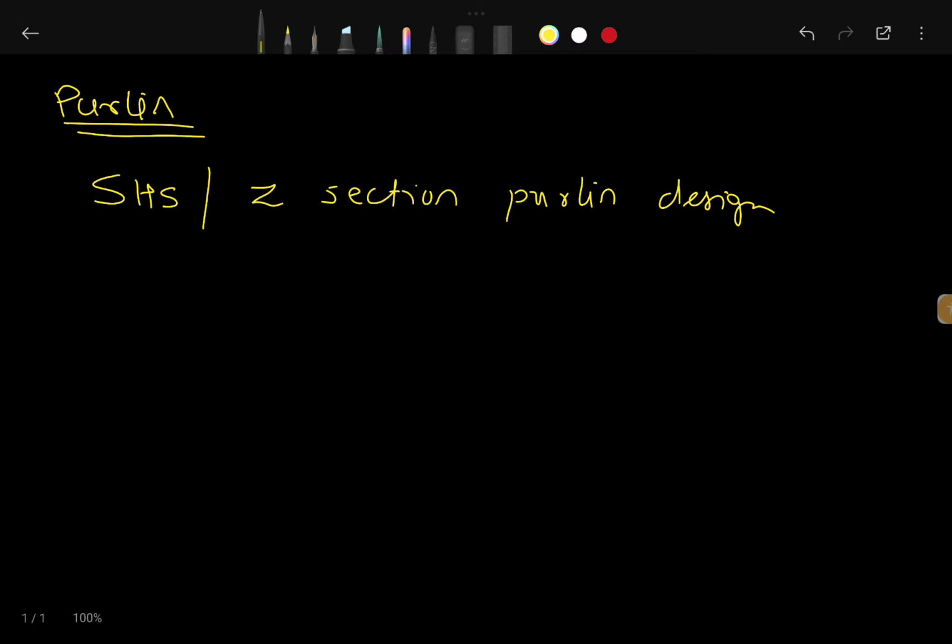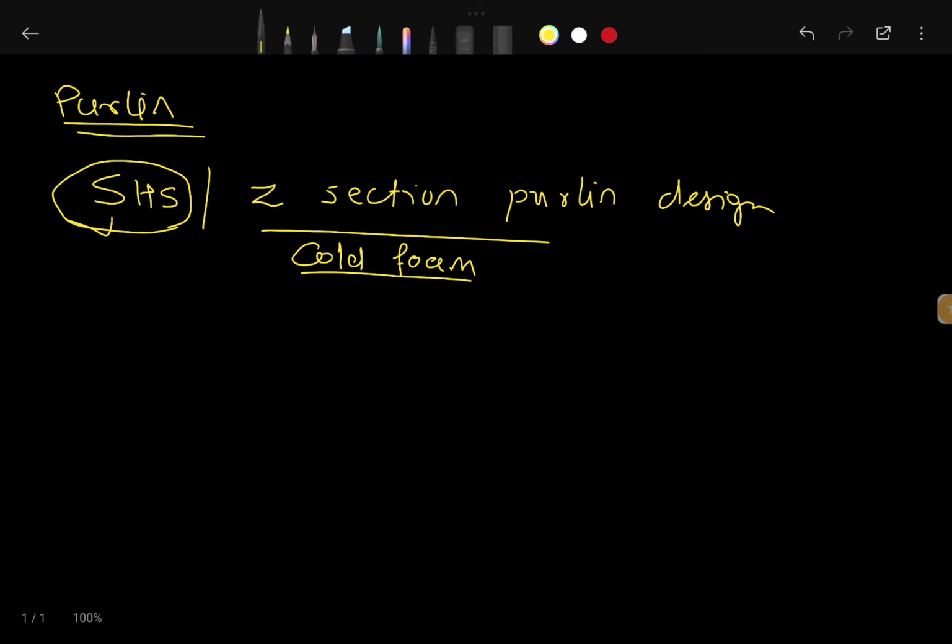Because some people have confusion about this. Why do we use Z purlin? Why don't we use SHS section, CHS section? Okay. So this Z section, C section are basically cold-formed members, and this SHS is hot formed. This is the basic difference between the two sections.